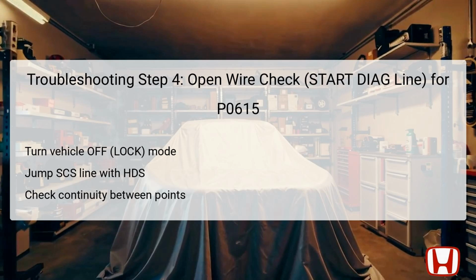Next, you will need to disconnect the PCM connector A, which contains 50 pins, and the relay circuit board connector C, consisting of 22 pins. Focus on checking the continuity between two specific points: the number 14 female terminal on connector C and number 19 on connector A. Establishing continuity will affirm that the start diag wire is functioning properly without breaks, guiding you in your next steps based on the outcome.